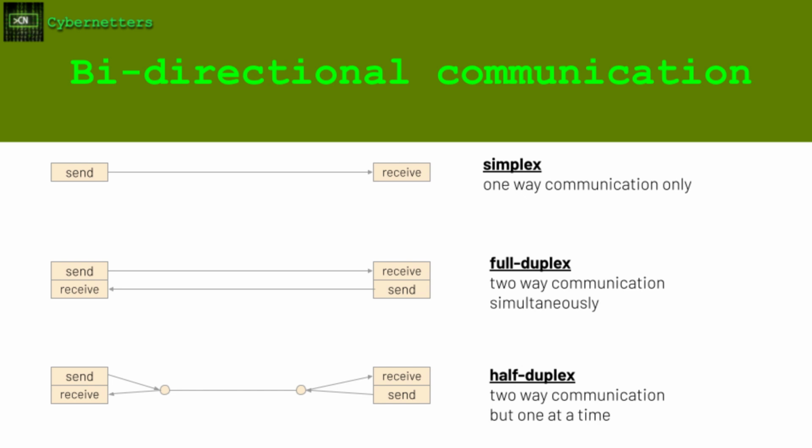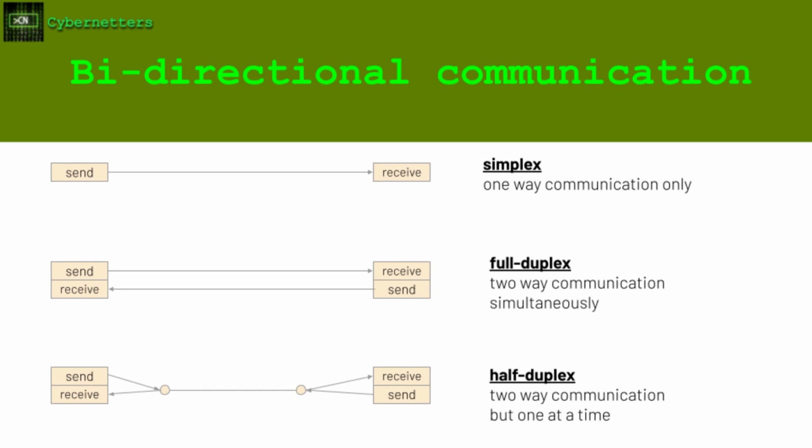And then the last one is half duplex, which is also two-way communication, but the only difference is it can only be done one at a time. So if one person is transmitting, the other person has to wait until that person is finished transmitting, and then the other person can transmit after the transmission is over. That could be like a walkie-talkie, where one person can talk at a time, but two people cannot talk at one time.